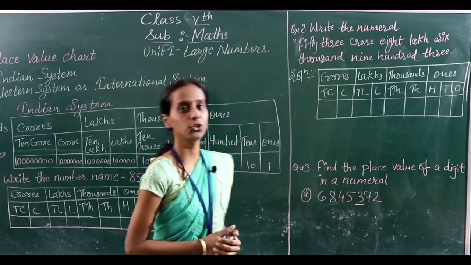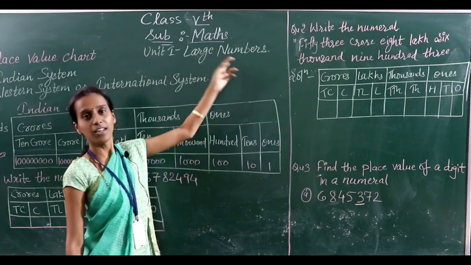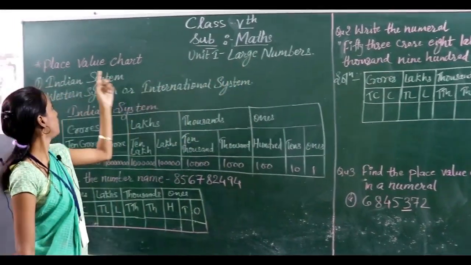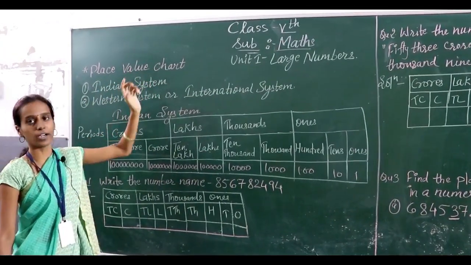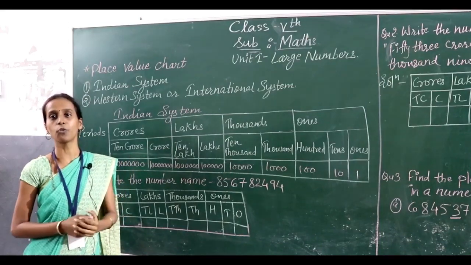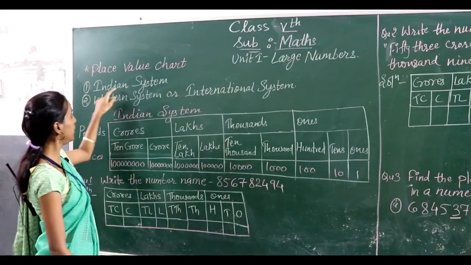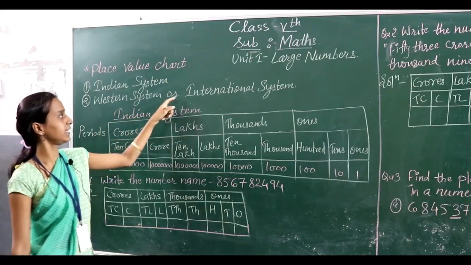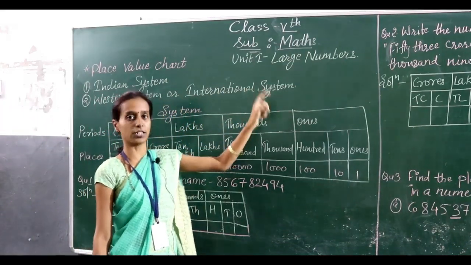Today I am going to teach you the first chapter, that is large numbers. In this chapter our first topic is the place value chart. In the place value chart there are two systems: first is the Indian system and second is the Western system, or we can say the international system.